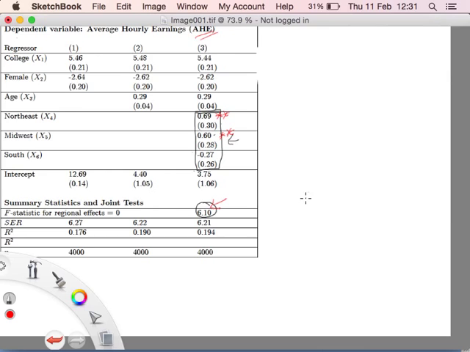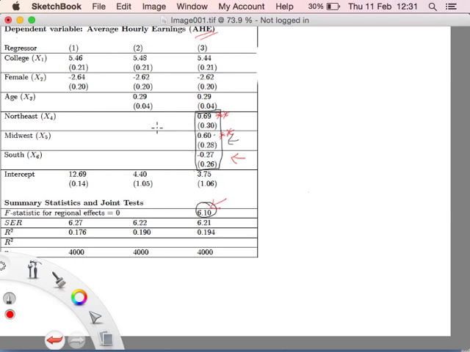So, okay, let's do the next one. Construct a 95% confidence interval for the earnings difference between Juanita and Molly. So it's an expected earnings difference. Now, Juanita is from the South, and Molly is from the West. And West was the omitted variable, right? It's dropped. When you interpret these dummy coefficient estimates, they are relative to the omitted category.